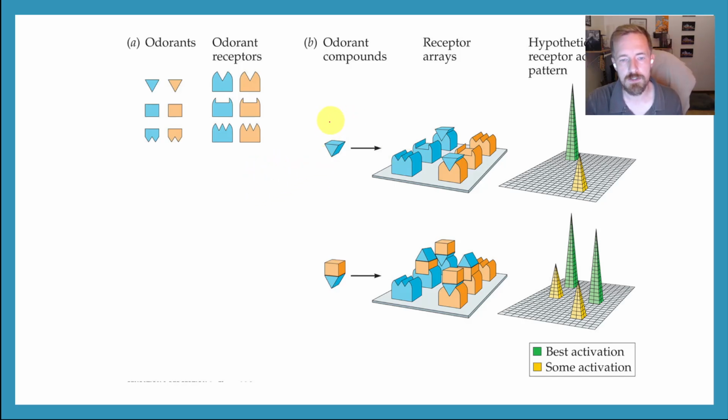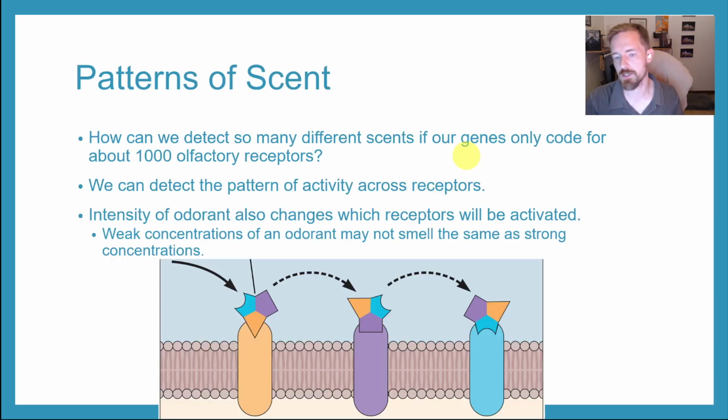If you think about this odorant right here, it can fit into this, right? But only a piece of it. It can fit into this one back here very nicely. It could even fit into this one back here and probably not be an ideal fit, but can fit too. And so this is how we have these different combinations of receptors firing. And it's that combination that really tells us what it is that we are smelling.